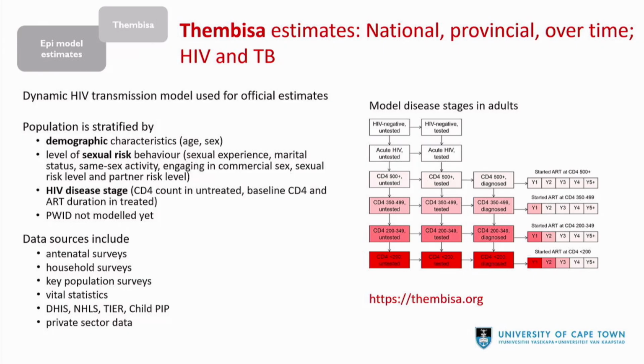This is the TEMBISA model, a little bit more detail on that. We are using it in South Africa, being one of the few countries that is allowed to use its own homegrown model for official UNAIDS HIV estimates, in contrast to the Spectrum model that's otherwise being used. It has a great number of stratifications. What it does not yet have is an estimate of people with drug use. So that is a stratification that we're still working on.